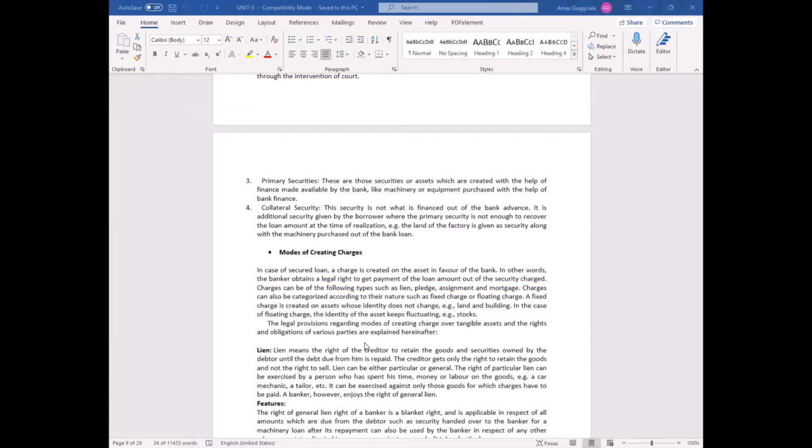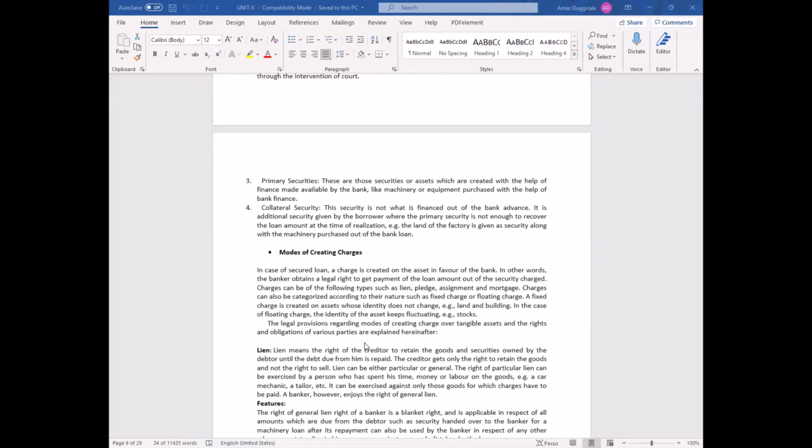Depending on different types of legal provisions regarding charges, there are different types of charges that are explained. The first one is lien. Lien gives the right to the banker or the creditor who has given the advance to retain the goods and securities owned by the debtor, or to whom the loan has been given, until the entire amount of the debt is paid back.